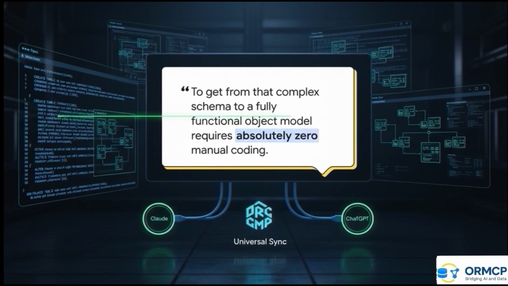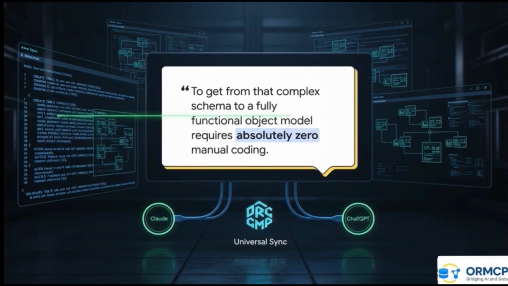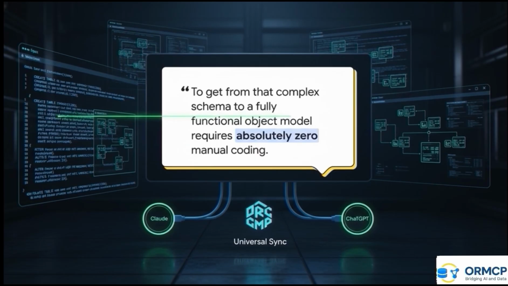And here is the absolute best part. To get from that super complex schema to a fully functional object model requires zero manual coding, none. The script analyzes all the specified tables, the columns, the foreign keys, the whole shebang, and generates everything we need to represent that data inside our application.